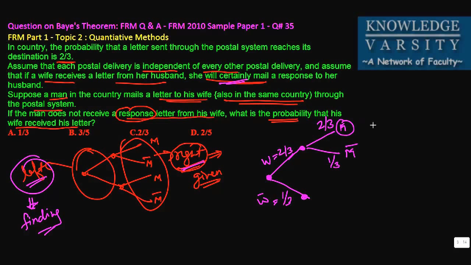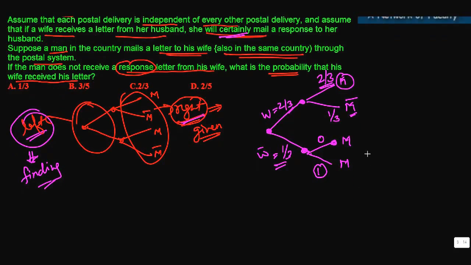Okay, so what we have is the man receiving the response letter from the wife with probability 2 by 3, and not receiving the response letter with probability 1 by 3. Now when the wife does not receive the letter, she will definitely not be able to respond. So the probability she is not responding is 1, and when she is not responding, the husband is not going to get a response. So the probability that the man will get back the response is 0, and the probability that the man will not get the response is 1. So this has created our structure.